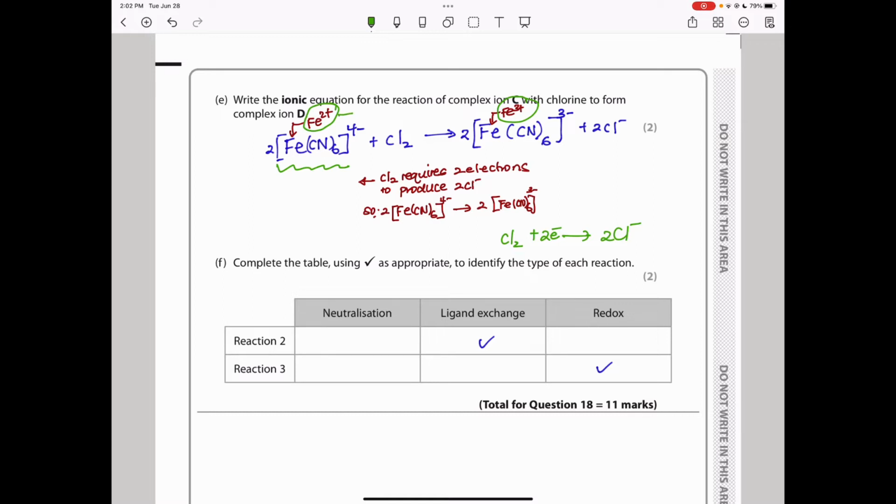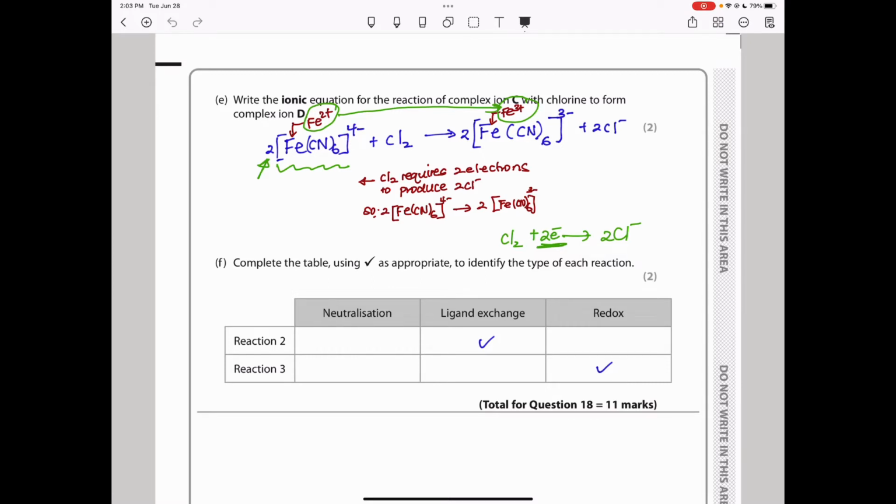So if it's changing from this to that, it means each is going to be losing 1 electron. So we need to make twice because we need 2 electrons to be gained by chlorine. So we multiply by 2 here to balance the number of electrons required to make the equation a full redox reaction. That's why I multiplied by 2 here and by 2 here, to make sure that the electrons received by chlorine are exactly 2. So in that case, the oxidation state changes from 2 plus to 3 plus, or the overall charge changes from 4 minus to 3 minus.